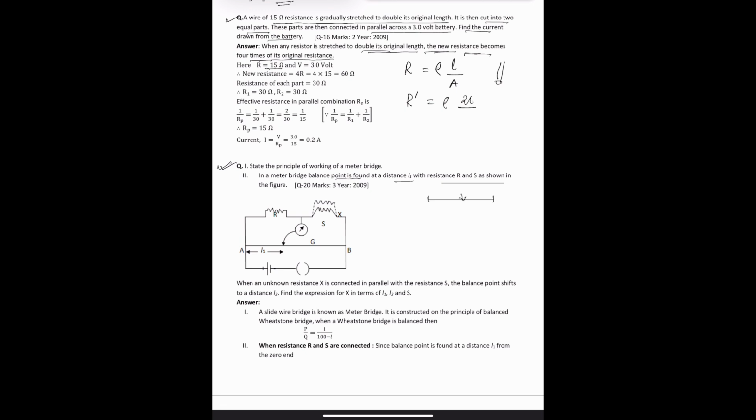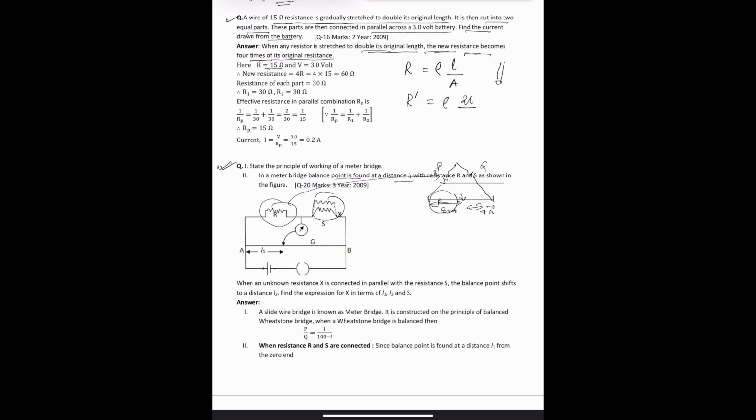So this length serves as the third arm of the Wheatstone bridge. This length serves as the fourth arm of the Wheatstone bridge. And the ratio arms, the first and second arm, this is R, and this arm is S. So for a Wheatstone bridge we need 4 resistances. P by Q is equal to R by S.